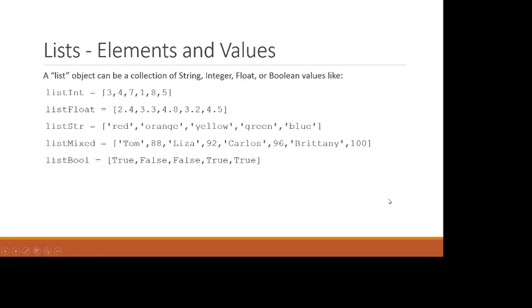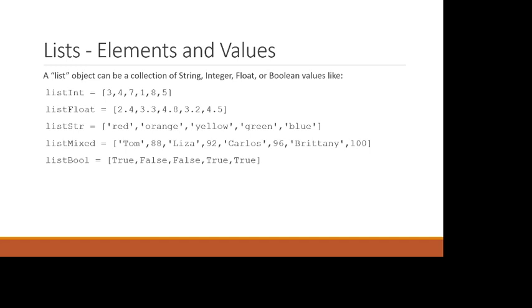Okay, so lists have elements and values. Again, these elements are individual objects, so you have an object with a bunch of objects in it. And a list object can be a collection of strings, integers, floats, or even Boolean values. So if you have a list of integers, you could have 3, 4, 7, 1, 8, 5. If you wanted float values, you can do that. If you do strings, you can do all strings.